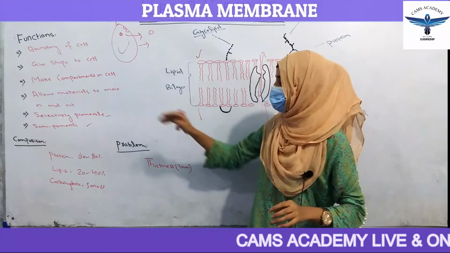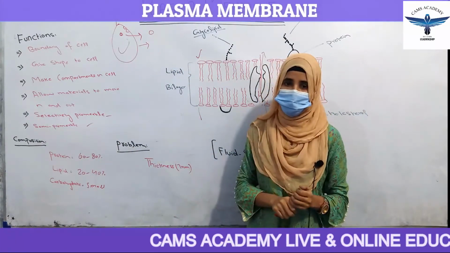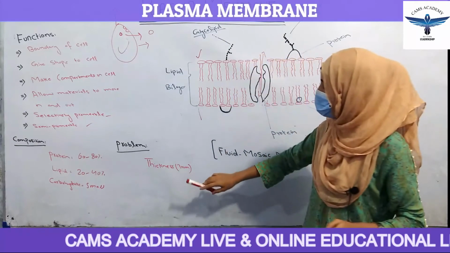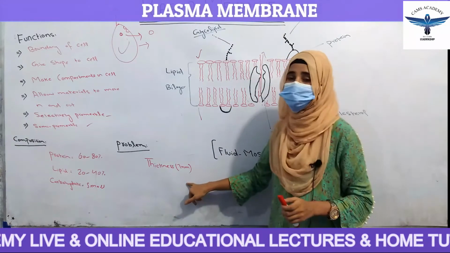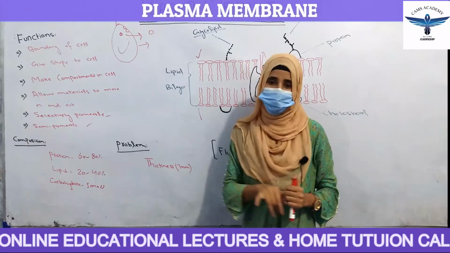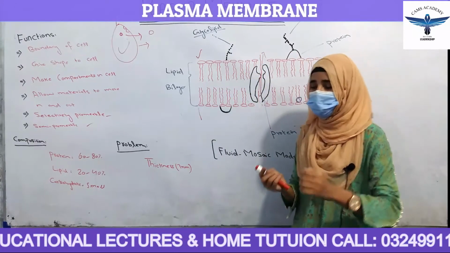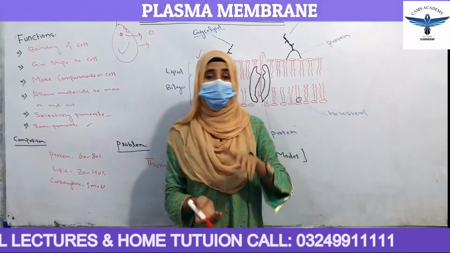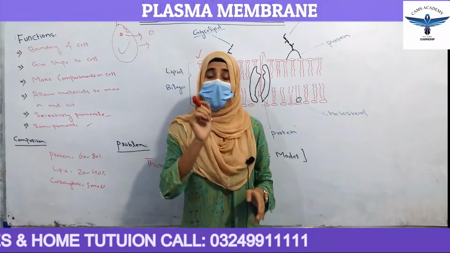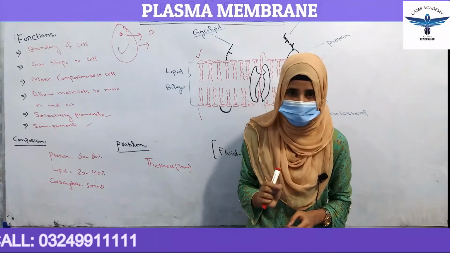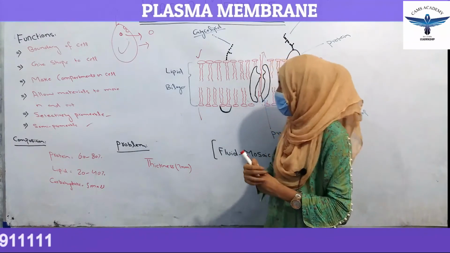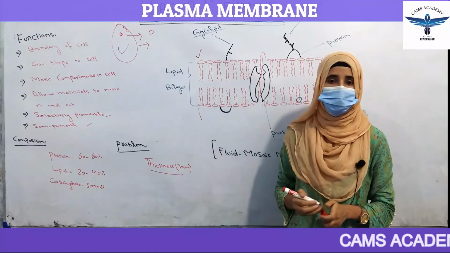Besides all of these, there is also one more point about the cell membrane, and that is the thickness. The thickness of the cell membrane is only 7 nanometers. What does it mean? It means that when we combine 5,000 cell membranes together, the thickness is equal to only a single page of a book. So think how thin this cell membrane is.